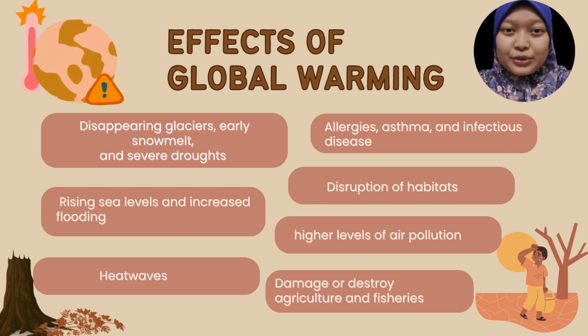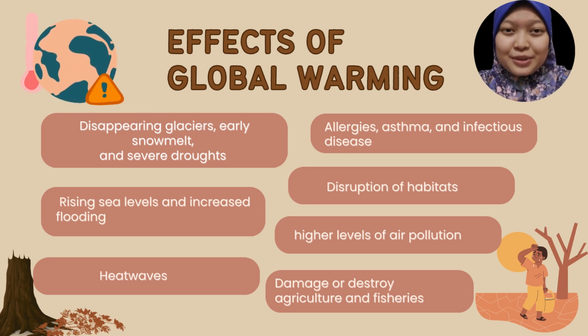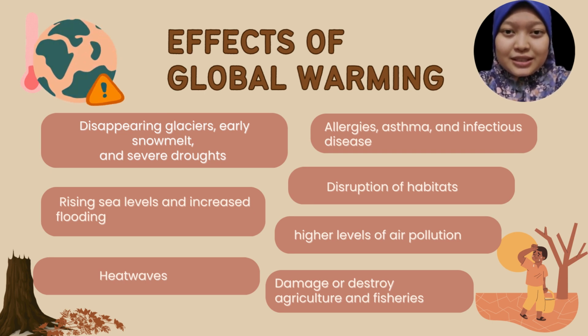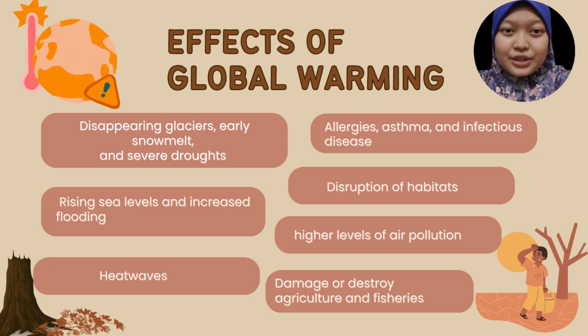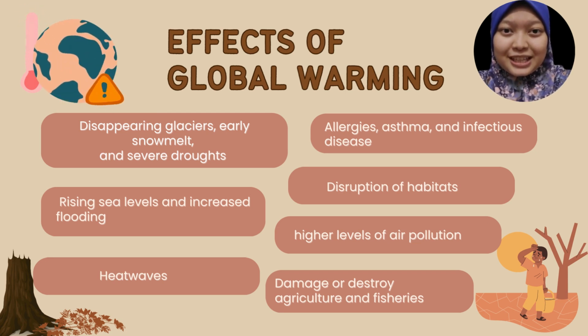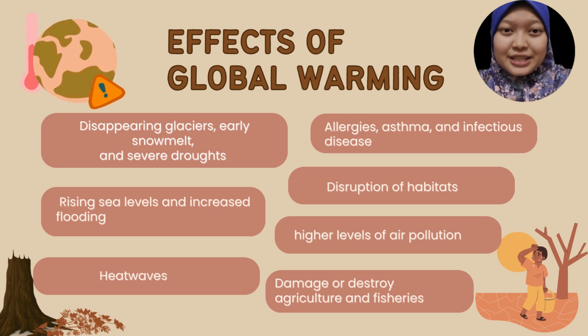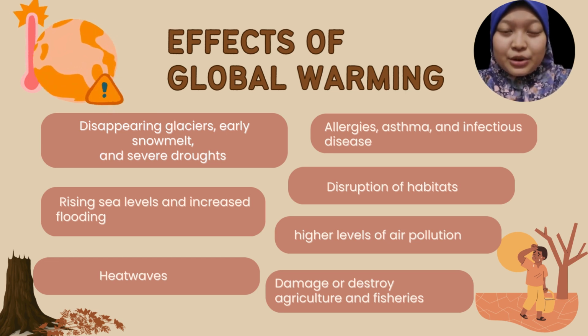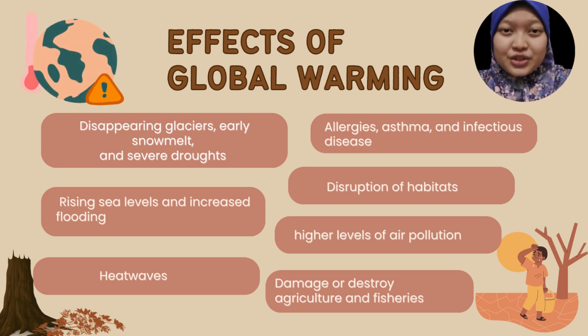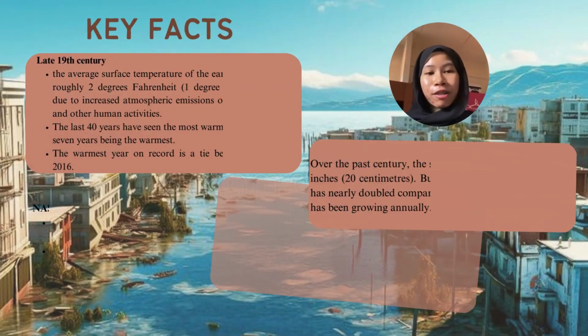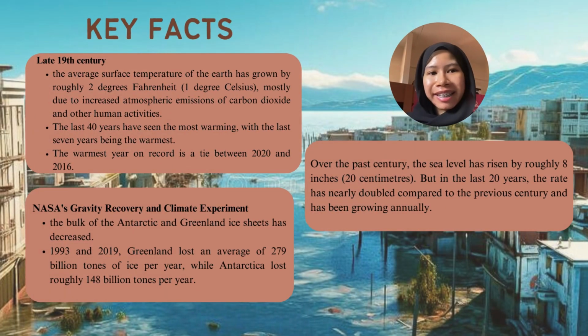Disruption of habitats could drive many plant and animal species to extinction. In addition, higher levels of air pollution cause our immune system to drop drastically. Last but not least, it can also damage or destroy agriculture and fisheries. These are the facts that we have found. Let's go and check it.